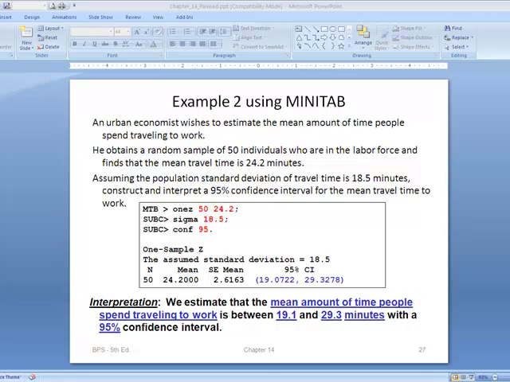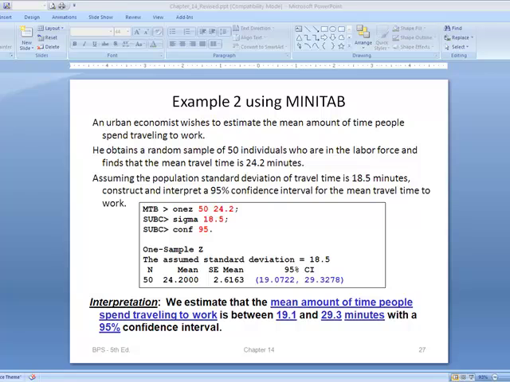So here's a problem. An urban economist wishes to estimate the mean amount of time people spend traveling to work. So he obtains a simple random sample of 50 individuals who are in the labor force and finds the mean travel time of those 50 individuals to be 24.2. Assuming the population standard deviation of travel time is known and it's 18.5 minutes, construct and interpret the 95% confidence interval for the mean travel time to work.